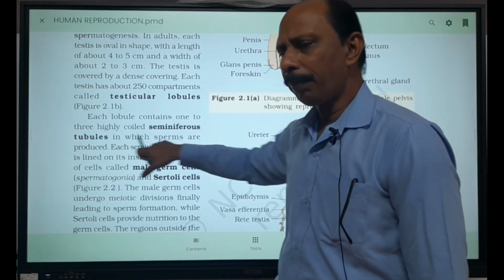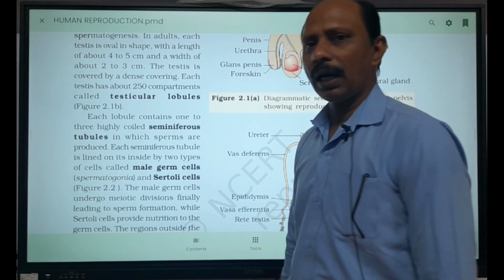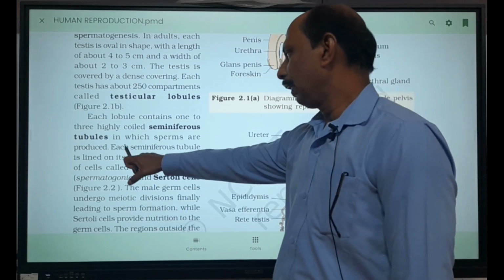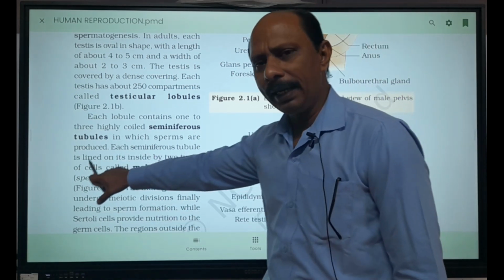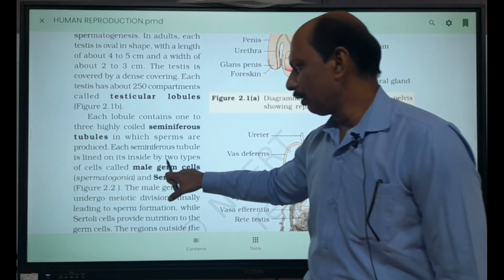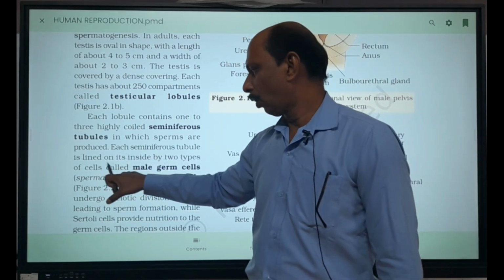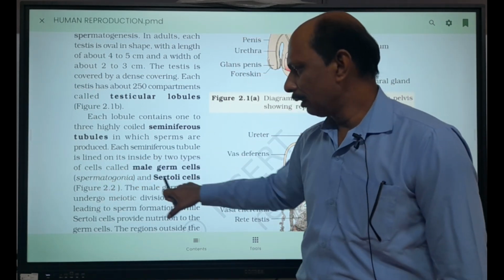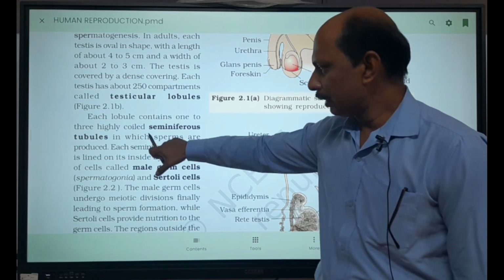In which sperms are produced. So these seminiferous tubules are the unit of testis. Each seminiferous tubule is lined on its inside by two layers of cells called male germ cells and Sertoli cells. Okay, this is the anatomy.